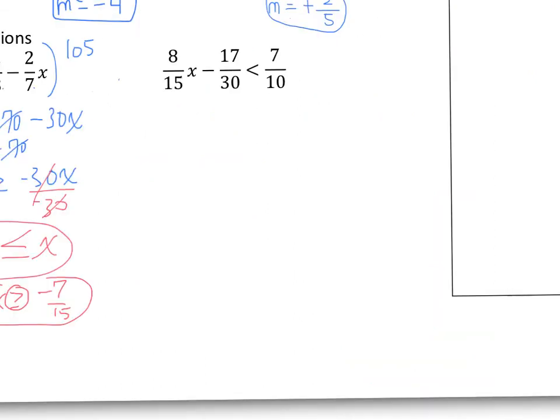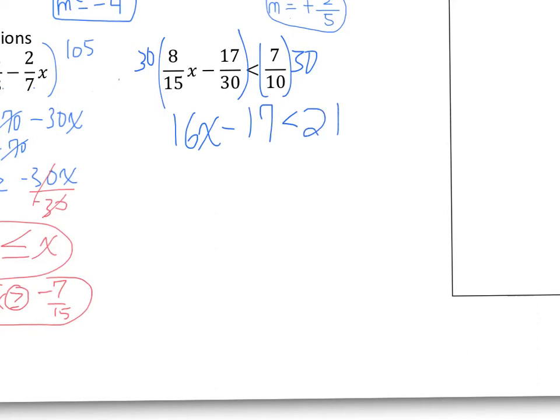And for the next problem, we multiply both sides of the equation by 30. 30 times 8 over 15x is 16x. And then 30 times negative 17 over 30 is 17. 7 over 10 times 30 is 21. Add 17 to both sides. Bring down 16x. Okay, get 38 on the right hand side.